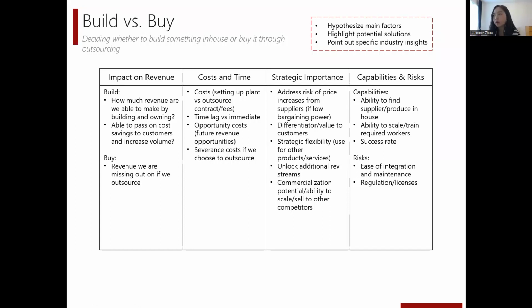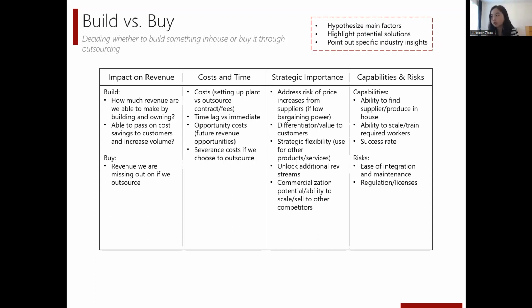So if we have low bargaining power, maybe it's better to do this in-house so that we don't have to keep on relying on suppliers. And then differentiator or value to customers. So to customers, how important is it that we outsource versus if we have this in-house? Strategic flexibility. Are we able to use this for other products and services if we do this in-house? And then we can unlock additional revenue streams that way.